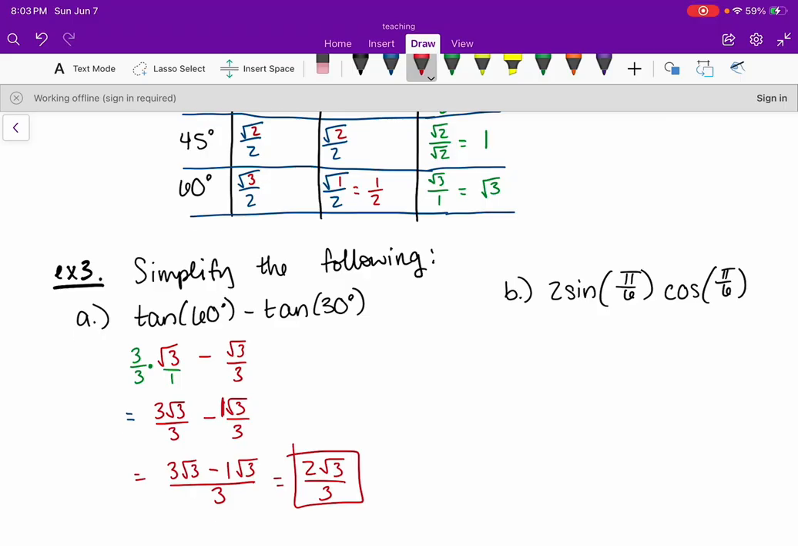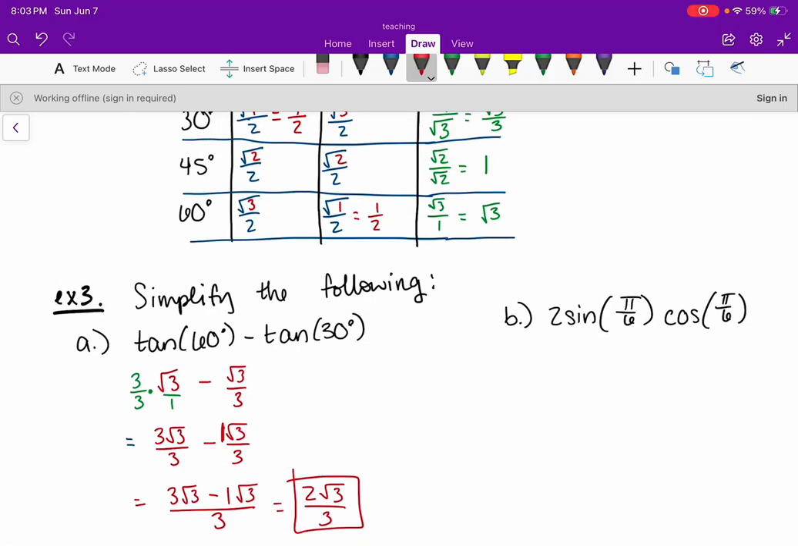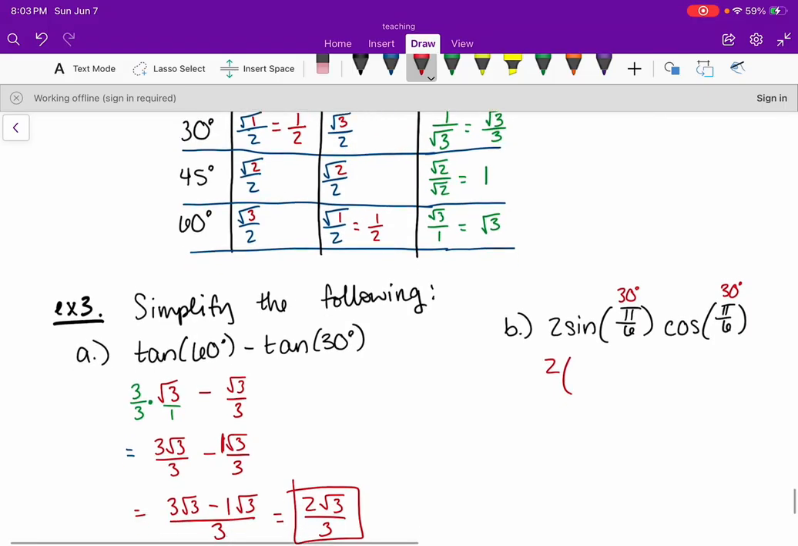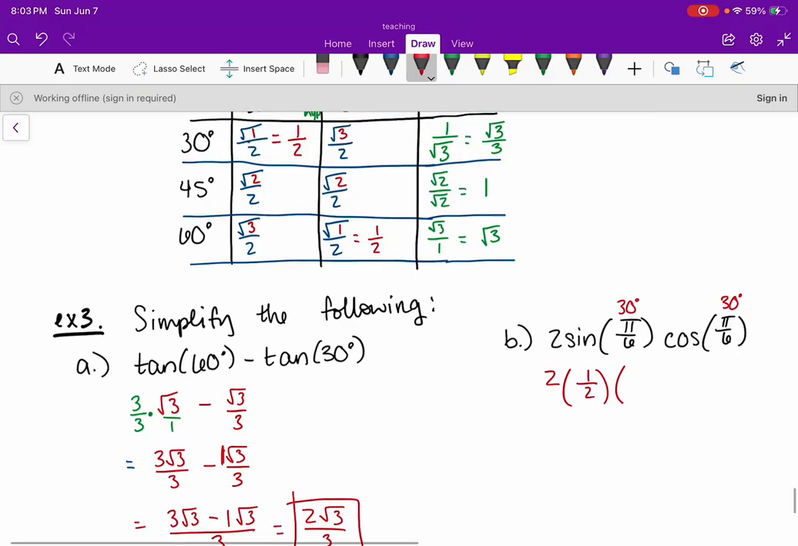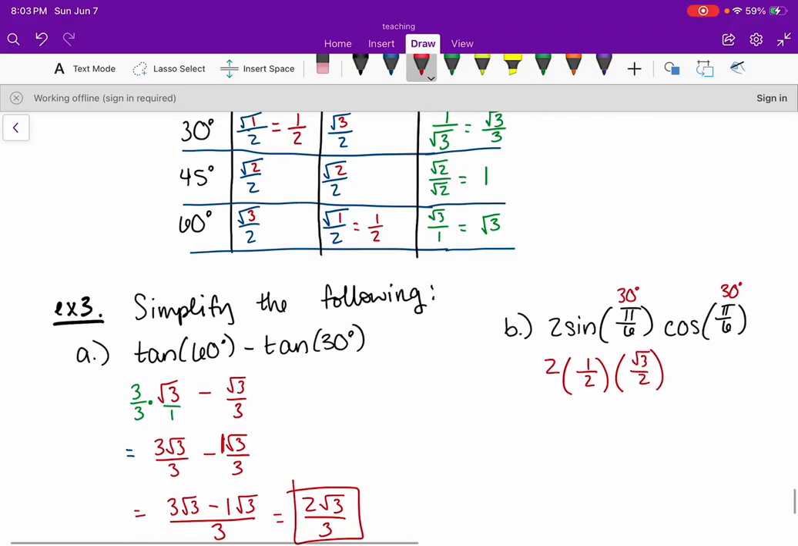Let's do part B. So part B might look confusing to you because it says pi over 6. But remember, pi over 6 is the same as what in degrees? Pi over 6 is 30 degrees. So when I'm saying sine of pi over 6, that's the same as sine of 30 degrees. So sine of 30 degrees, I look at my table, I get 1 over 2. Cosine of 30 degrees, I look at my table, I get square root 3 over 2. I simplify, I get 2 root 3 over 4, which will simplify to root 3 over 2.